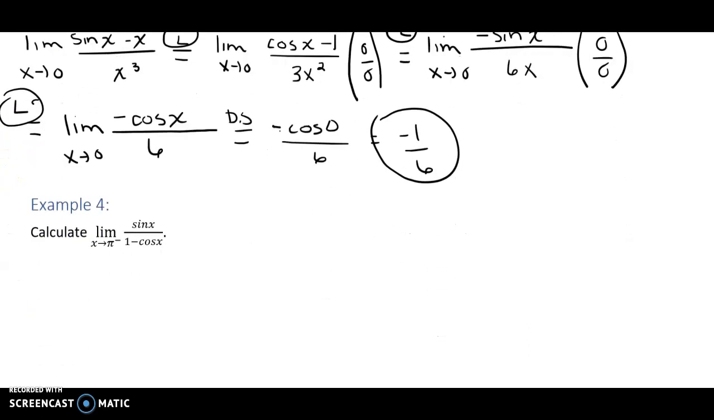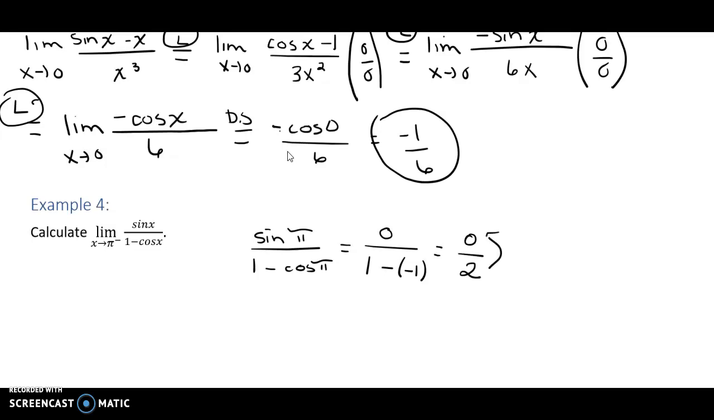So the last example, calculate the limit as x approaches pi from the left of sine of x over 1 minus cosine of x. So you need to determine if it's indeterminate form, right? And so you plug in pi, so that's the sine of pi over 1 minus the cosine of pi. Well, the sine of pi is 0, right? 1 minus the cosine of pi is 2. So you end up with 0 over 2. This is not indeterminate form, right? So you cannot use L'Hopital's rule here.